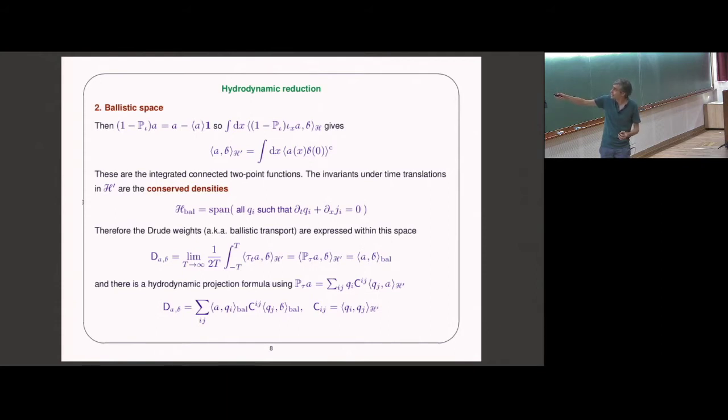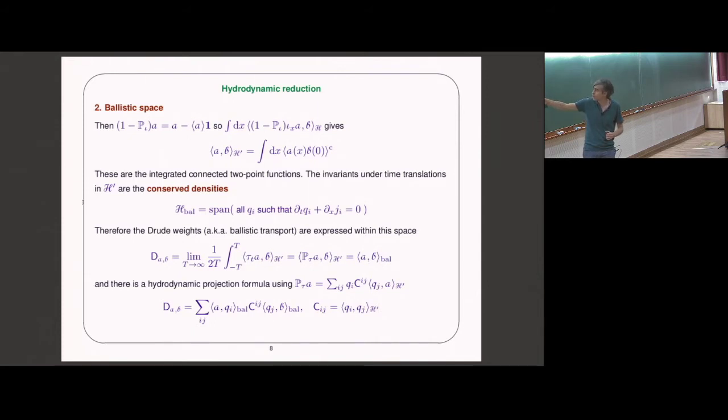And so the ballistic space, which is everything invariant, is just all the conserved densities. This is conserved density. It's a very simple thing, right? And then you can use this formal construction to write the Drude weight. So the Drude weight is integration over time of time evolution of a space integrated two-point function. This is what is written there.